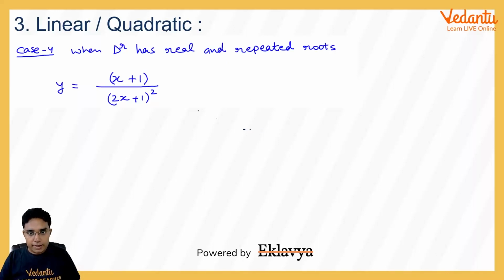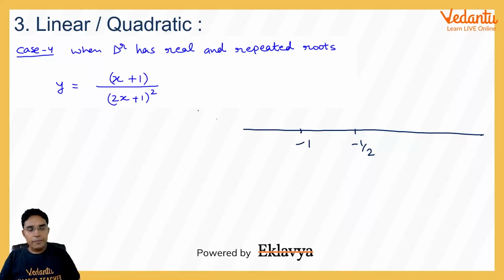Okay, so in this case, what will happen? Minus half, that is the root of this denominator, is repeated, and minus 1 is lying here. And obviously the root of this numerator will be lying either on the left or on the right, because this is having both roots to be the same. If this also has the same root as that of the denominator, then you can cancel one of the factors.